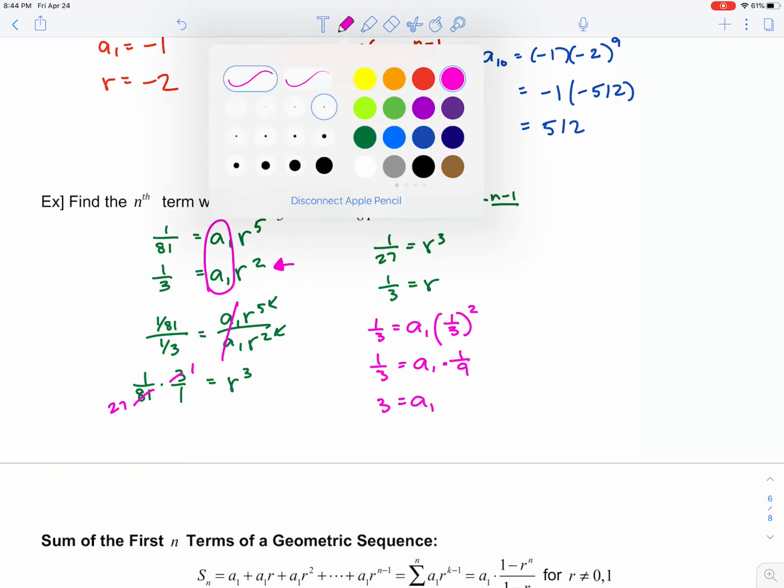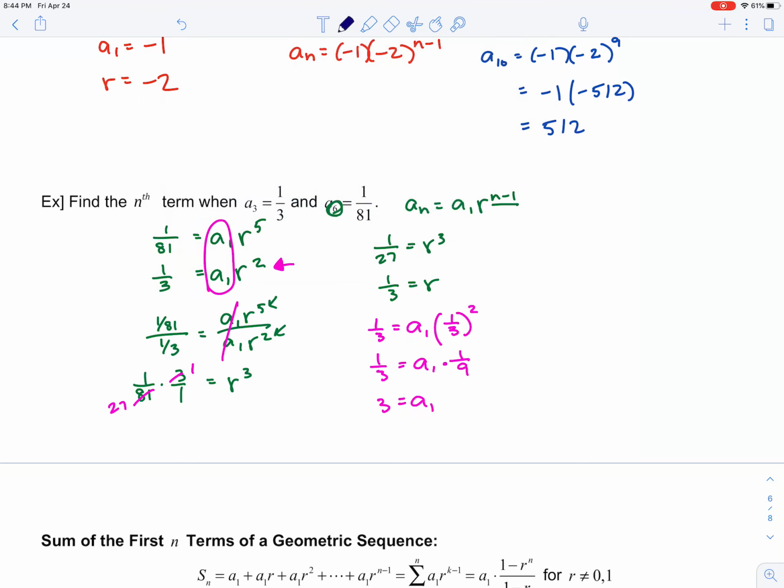3. And now we can put this information together to find the formula for the nth term. The first term is 3. Then we have the common ratio, 1/3 to the n minus 1 power. So that is the answer.